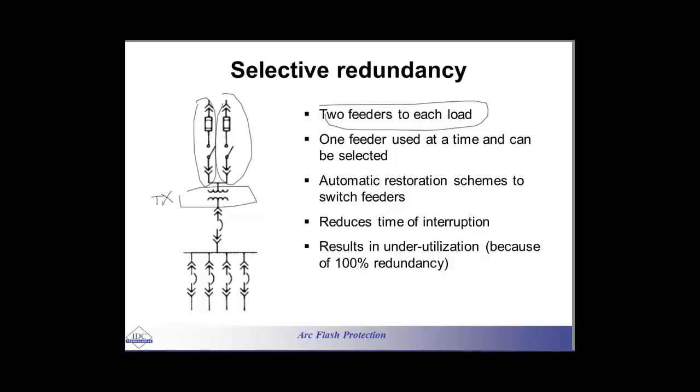You can see that we have got switches, okay? Yes, you have to spend a lot more money. You have duplicated the feeder, but you will have the benefit of that. So what's the benefit? The benefit is reduced time of interruption and automatic restoration schemes. As soon as there is, for example, a fault on this one, you will bring this one into service, and there's not a problem, okay?